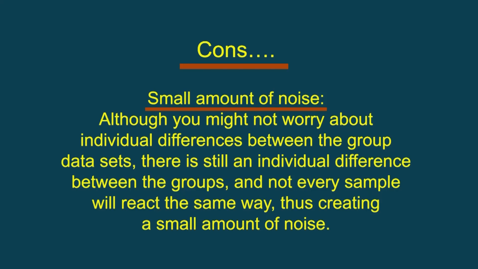Also, although you may not worry about individual differences between the group data sets, there is still an individual difference between the groups, and not every sample will react in the same way, thus creating a small amount of noise. So that means even if we see that the t-test is accepted, that means we conclude that there is no difference between the two groups, but this is not always true. Some small noises may always creep in while we conduct a t-test and we accept the null hypothesis. So we have to be aware of that.